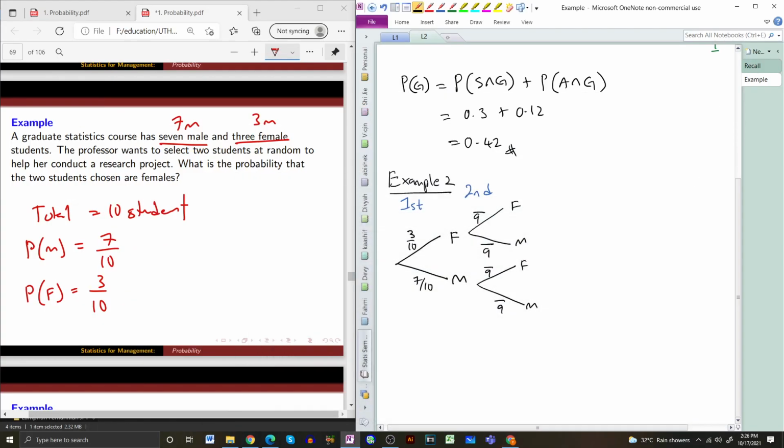Now if we go by this branch, since the first student chosen was female, initially it was 3, now it reduced by 1 because one female is chosen already. Male remains the same, so 7 over 9. For this branch here, the first student chosen was male, so the female remained the same, 3, and the male got reduced by 1, which is 6. That's how you see the probability.